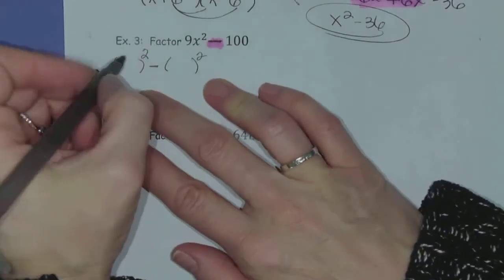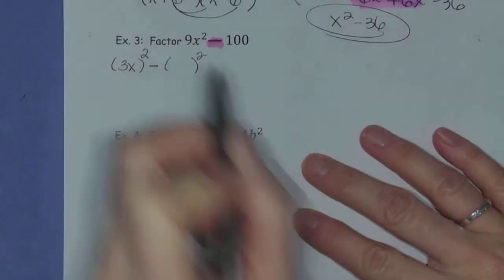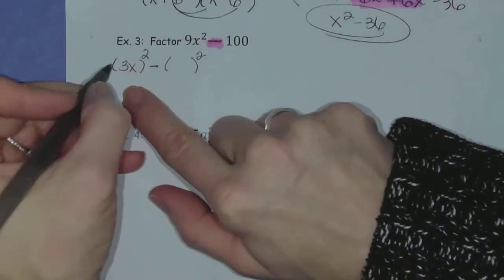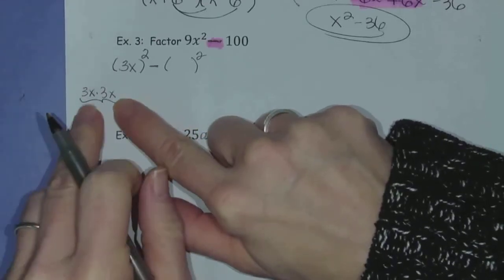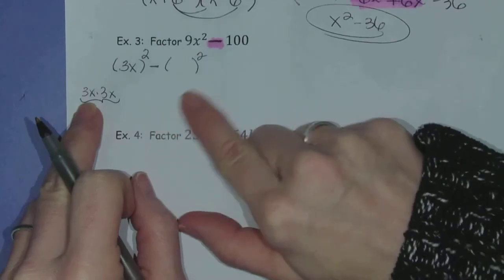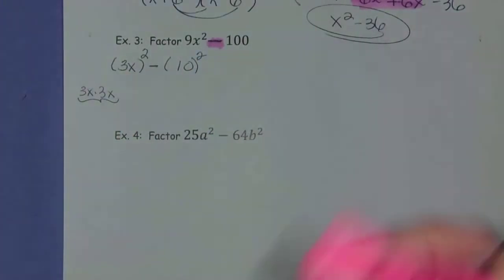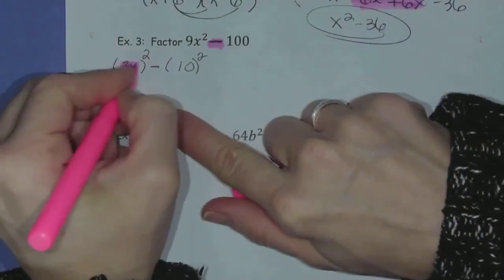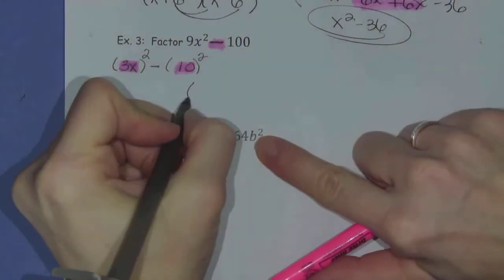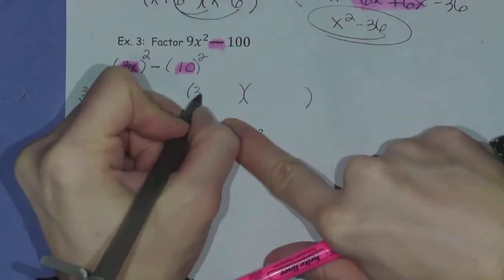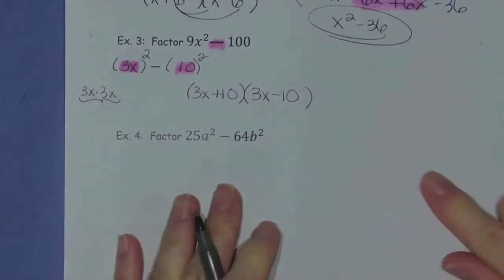What it will be is 3x squared makes 9x squared. And that's because 3x times itself, which is what squaring means, gives you back 9x squared. 100, that would be 10. So here's my a, and here is my b. So my final answer, factored form, a plus b, a minus b.